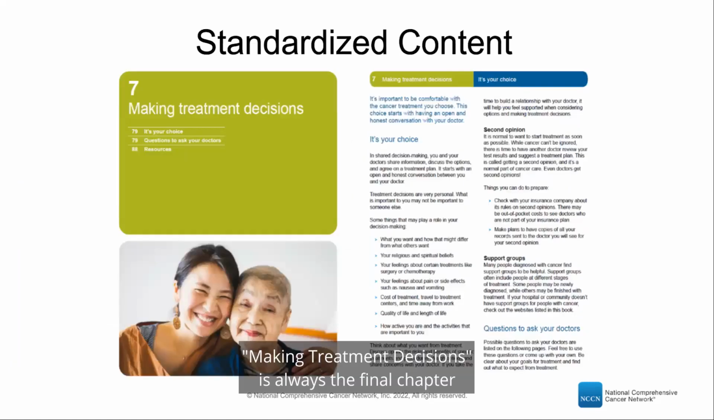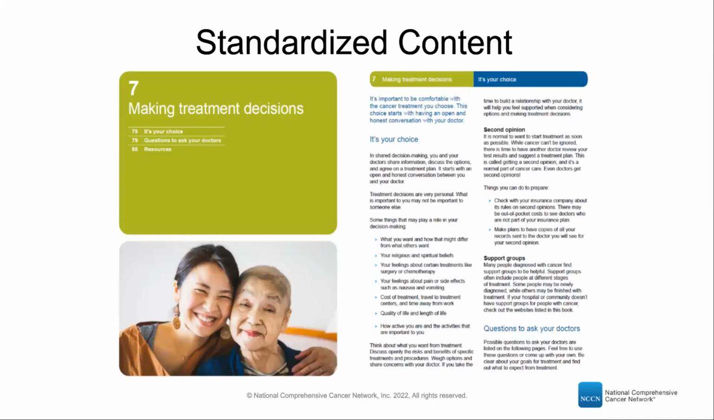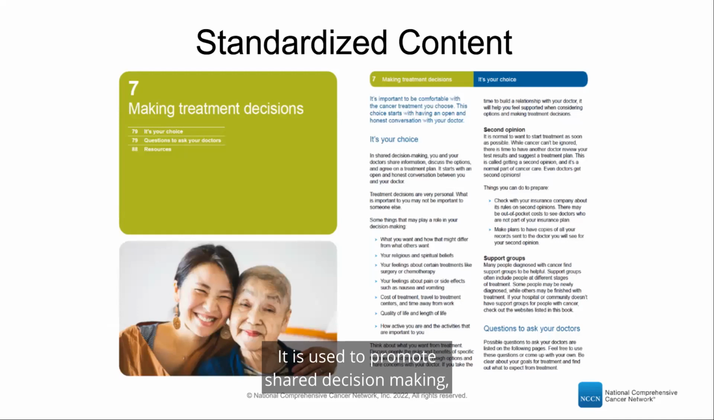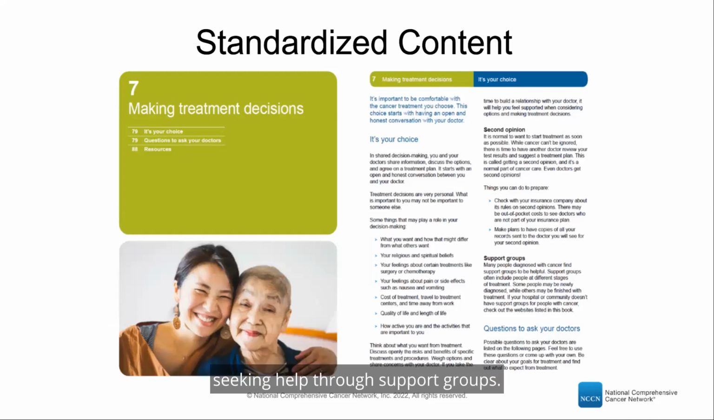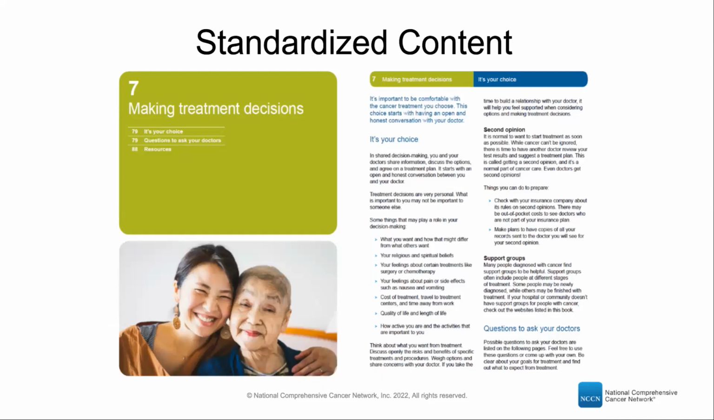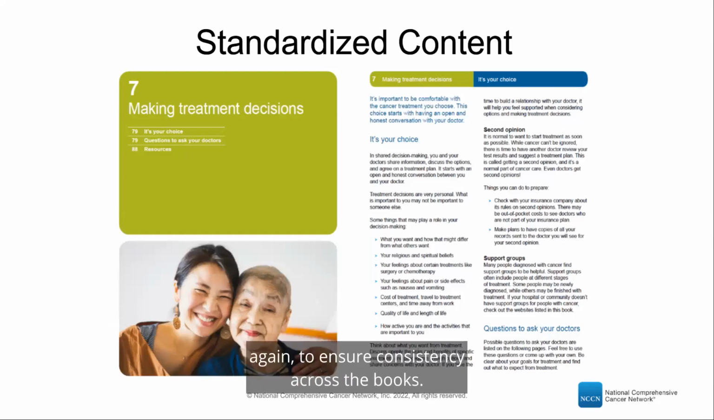Making treatment decisions is always the final chapter in each book. It is used to promote shared decision-making, getting a second opinion, seeking help through support groups. Questions to ask are part of this chapter. So it's a standardized section. We call it a boilerplate, again, to ensure consistency across the books.